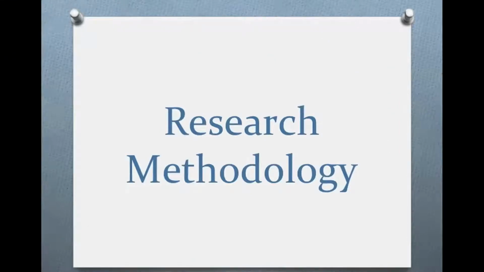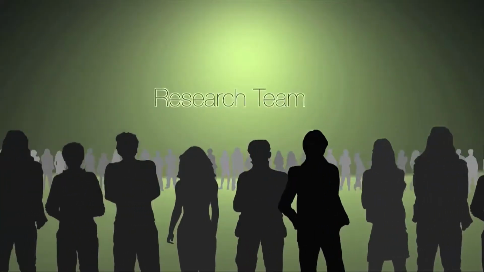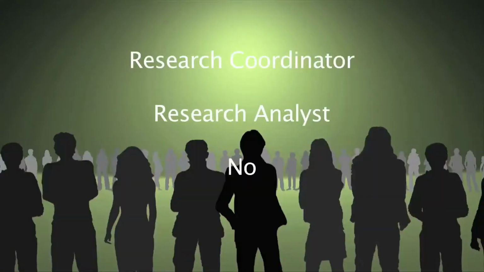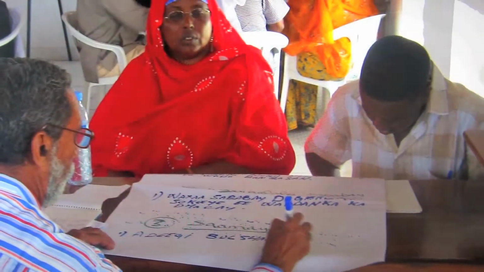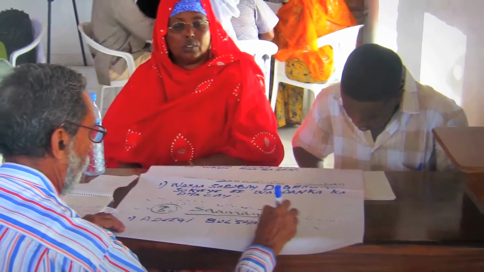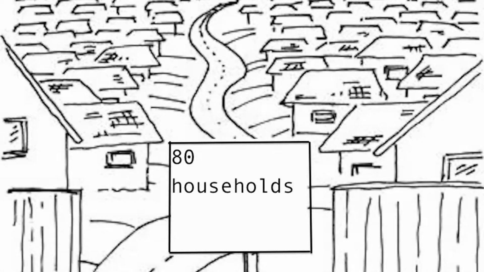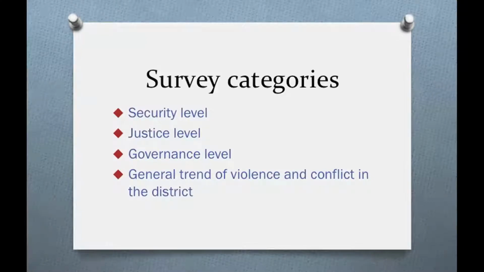The way we practically carry out this district conflict and security assessment is that a team comprising 7 people, a research coordinator, a research analyst, a note taker, and 4 enumerators, normally goes to the field. When they go to the field, they meet district safety committees, which are volunteers who work on the ground at district level, support the authorities, and coordinate activities with these groups. The methodology we use is 80 questionnaires from 80 households in the district. It is a specific survey that gives a quantitative aspect of what is happening at the security level, the justice level, the governance level, and in the general trend of conflict and violence in the district.